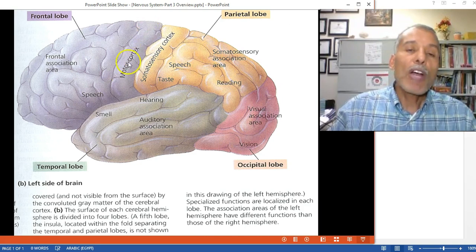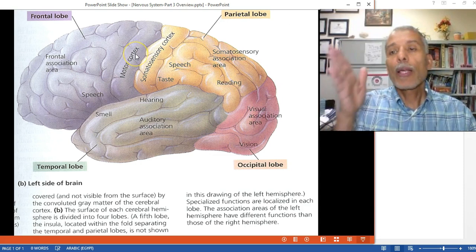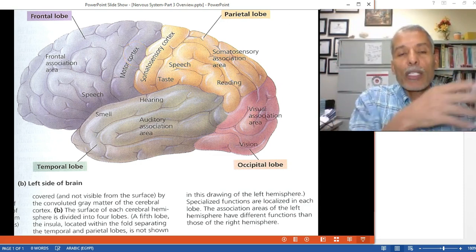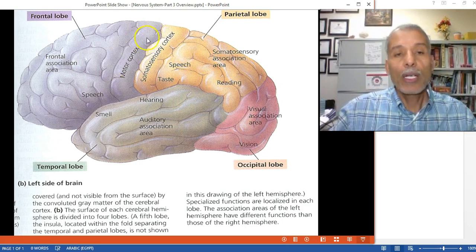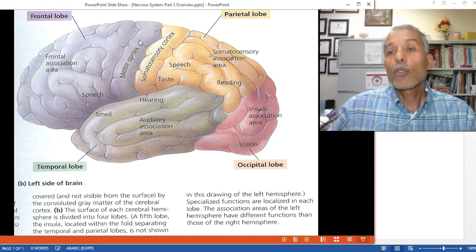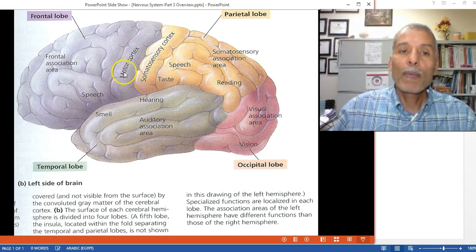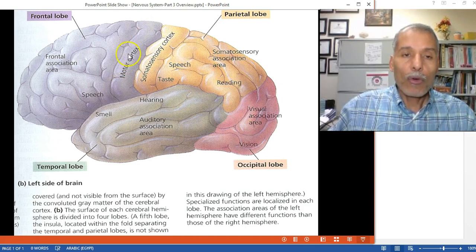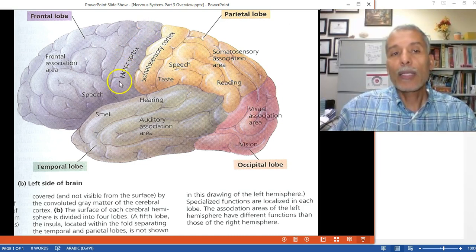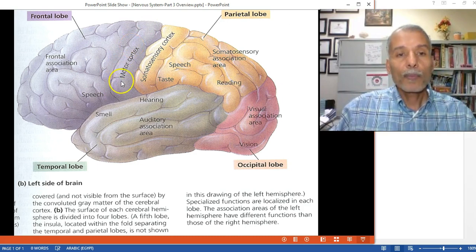The gyrus in front of the central fissure, we call it the precentral gyrus. That is part of the frontal lobe, and it lies in front of the central fissure. In terms of function, physiology, we call it the primary motor cortex. It is where you have neurons connected to the rest of your body that can move your body in different parts. And there's a map that we are going to speak about called the motor homunculus.